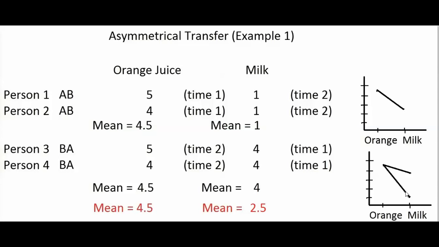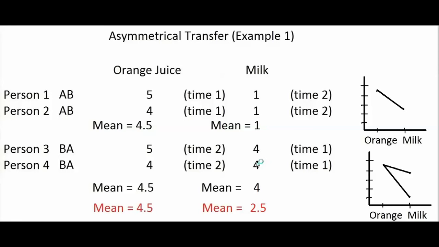If you look at this steep line right here, this steep line is connecting this average of 4.5 with this average of 1. So this line is connecting the mean of orange juice at time 1 with milk at time 2. These two people were assigned to the BA order, tasted milk at time 1. And when they tasted milk at time 1, it tasted pretty good because they hadn't had orange juice first. That's why this average is pretty high.